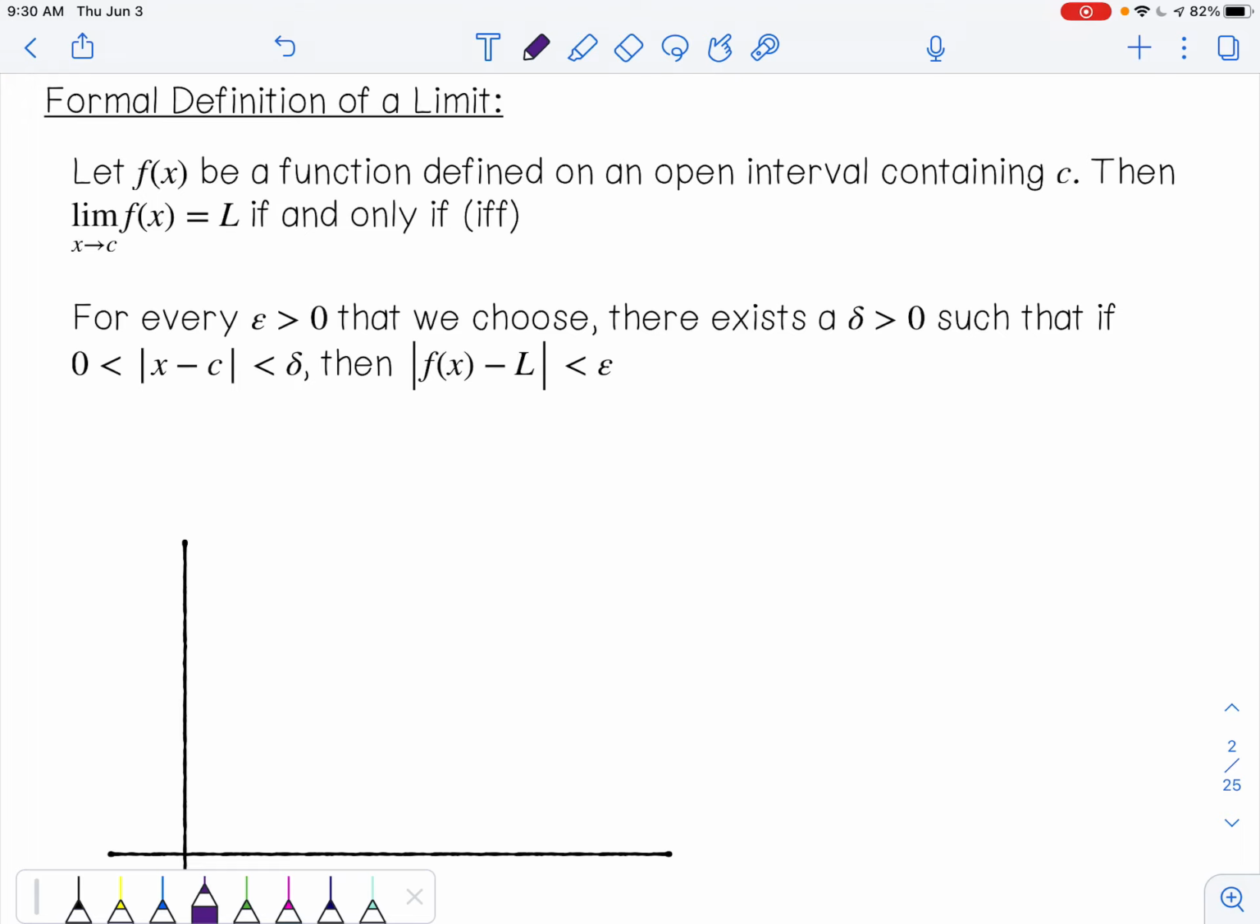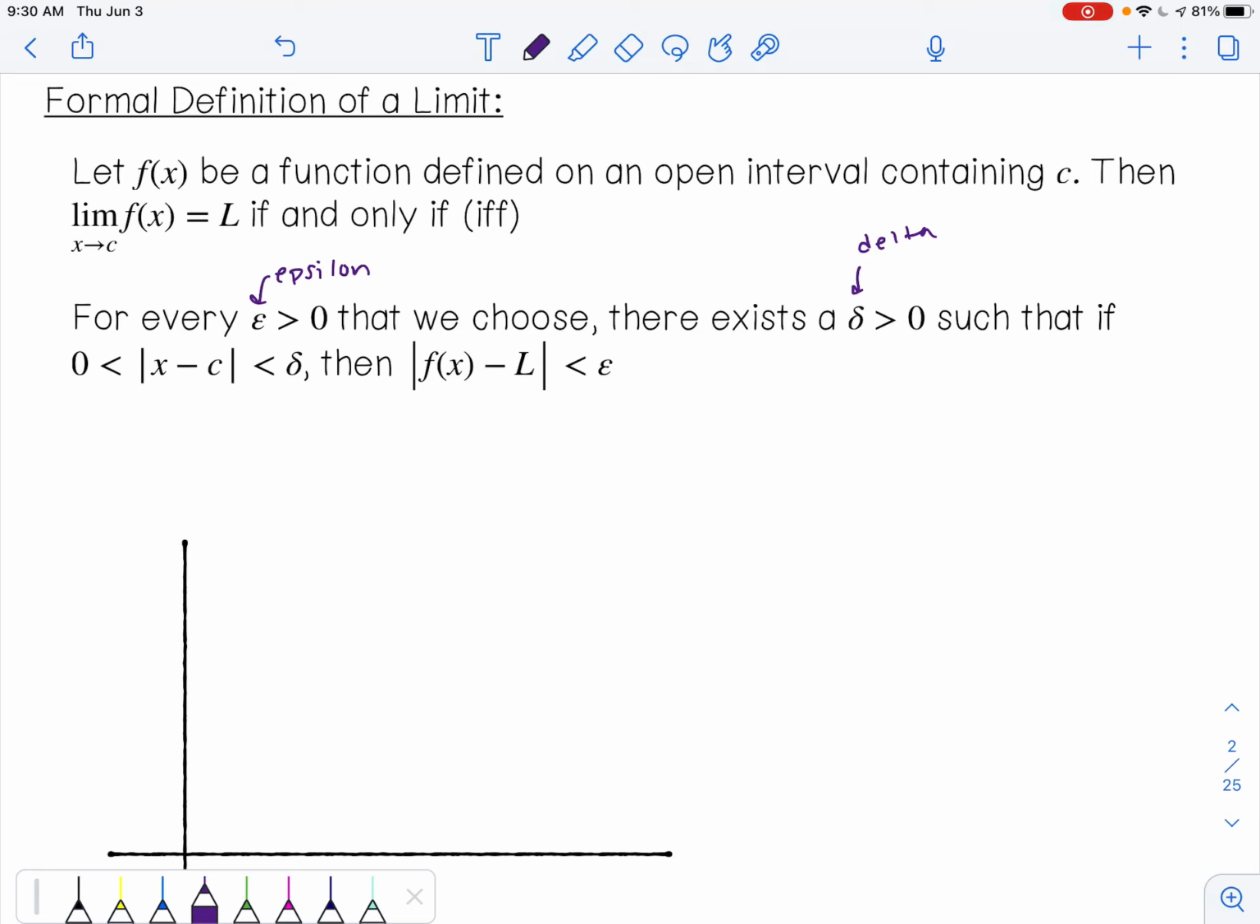So what this means is that the limit as x approaches c of f of x is going to equal L, if and only if, which is the abbreviation IFF, if you remember that from geometry, for every epsilon greater than 0 that we choose, there exists a delta greater than 0 such that if the absolute value of x minus c is less than delta, then the absolute value of f of x minus L is less than epsilon.